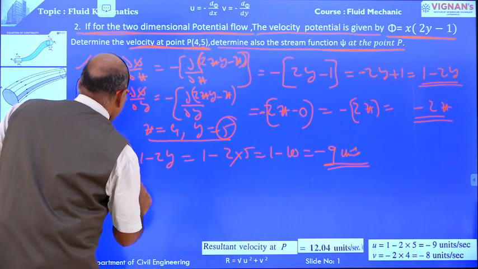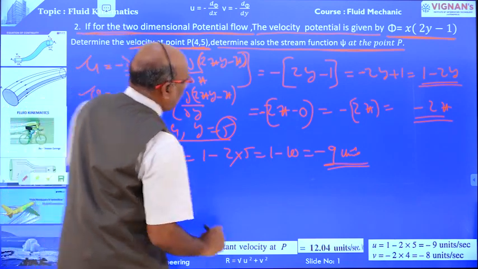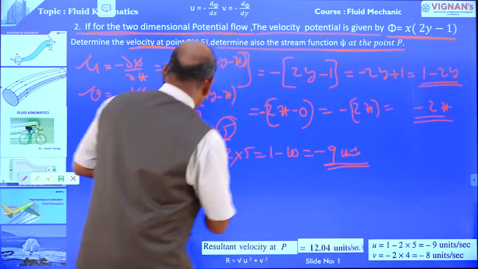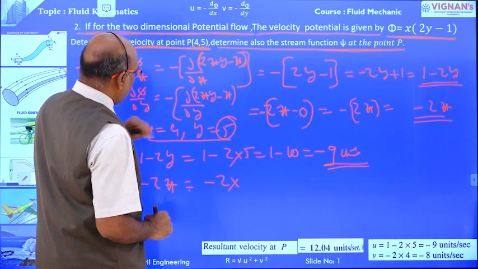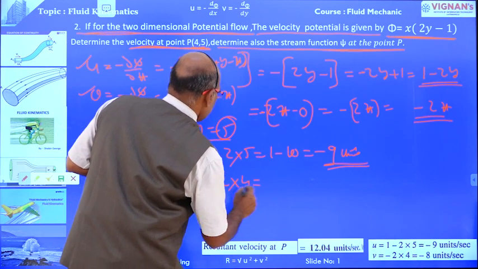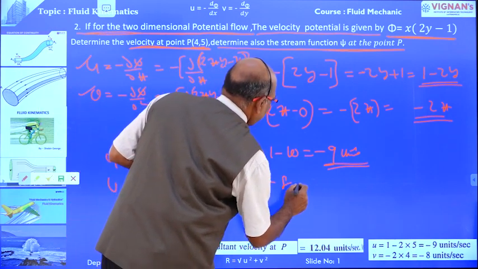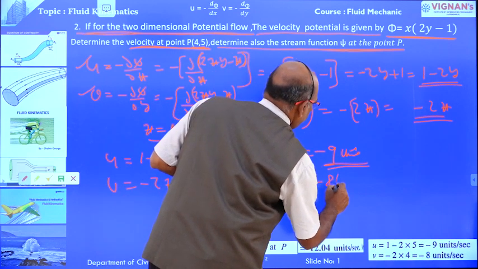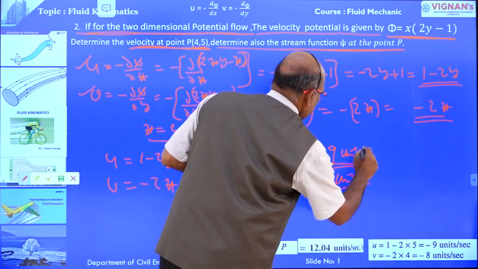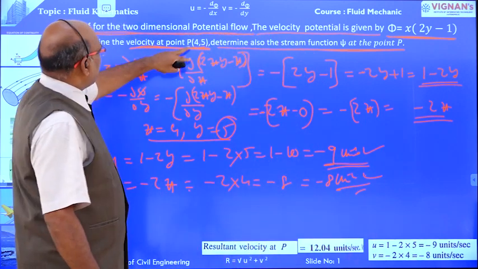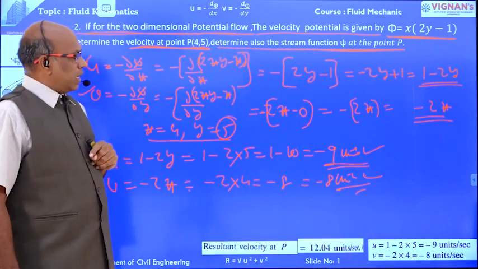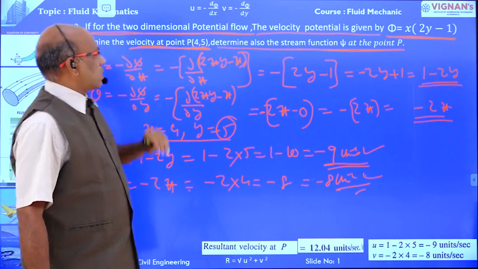And v is equal to minus 2x. Already we have that here. This is equal to minus of 2 into the x value. x is equal to 4. This is equal to minus 8, minus 8 units. This is the u value, and this is the v value at point (4, 5). Right? This is about the first question.